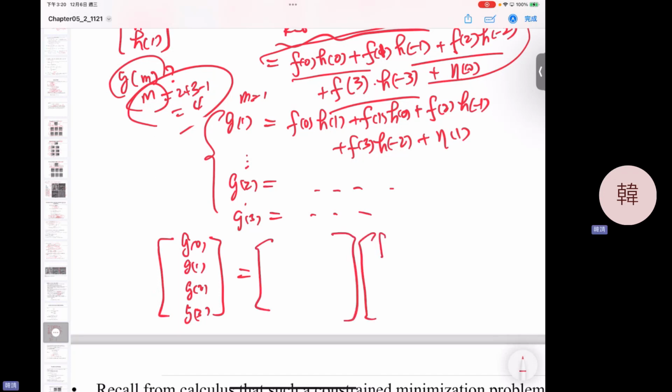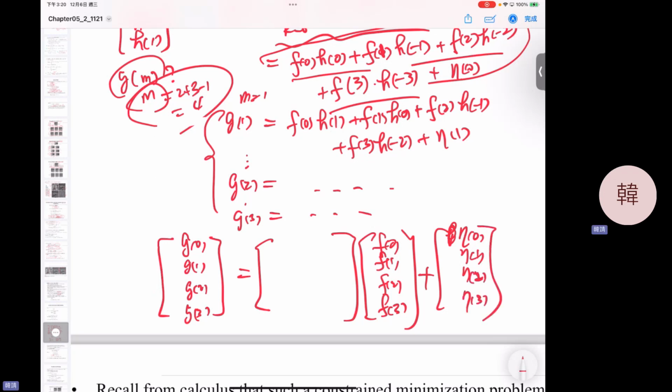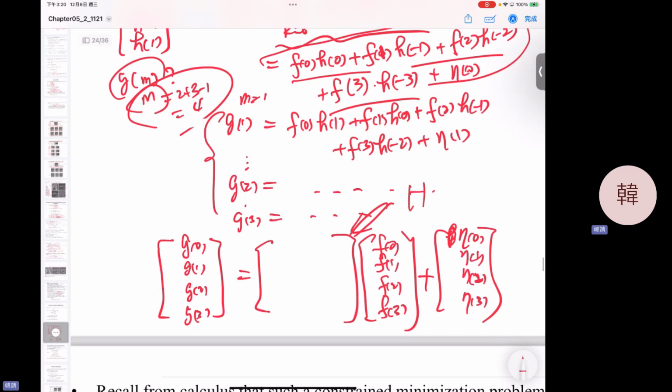And here we use F0, F1, F2, F3 plus eta 0, eta 1, eta 2, eta 3. So there is a matrix here, the H matrix. So we call it matrix vector format. So you see, it's the original one-dimensional signal. So okay, please put this content here.